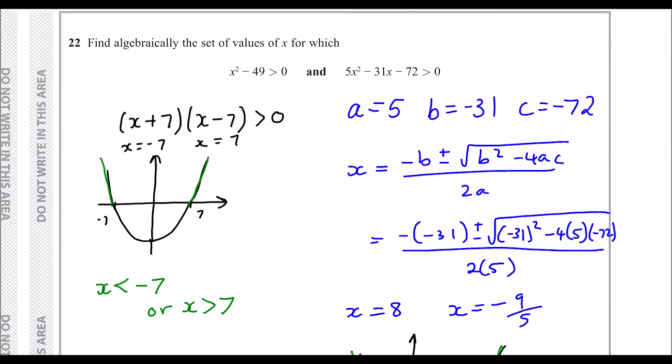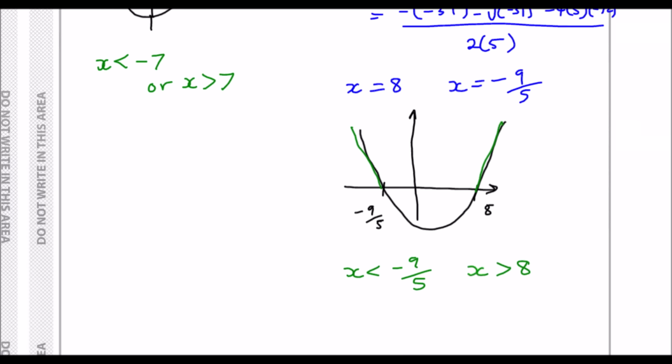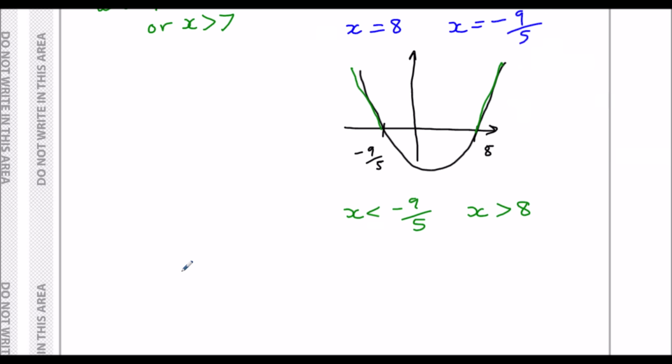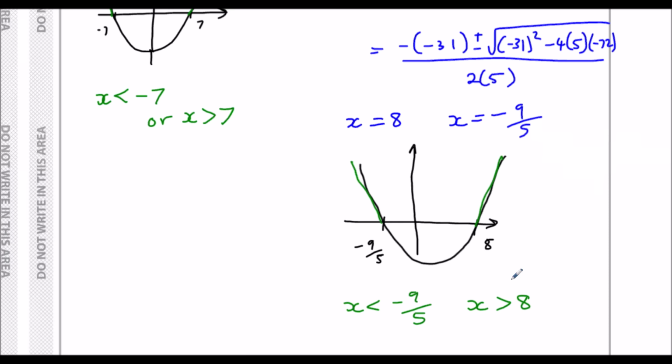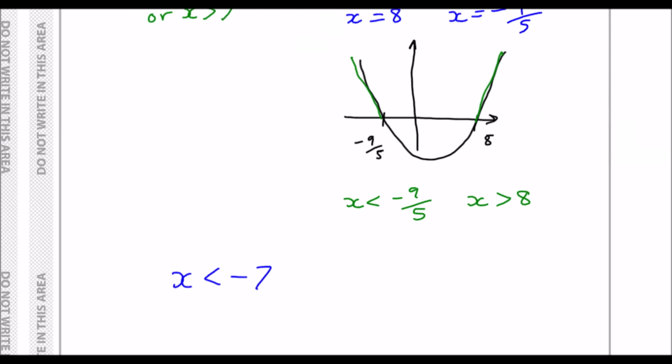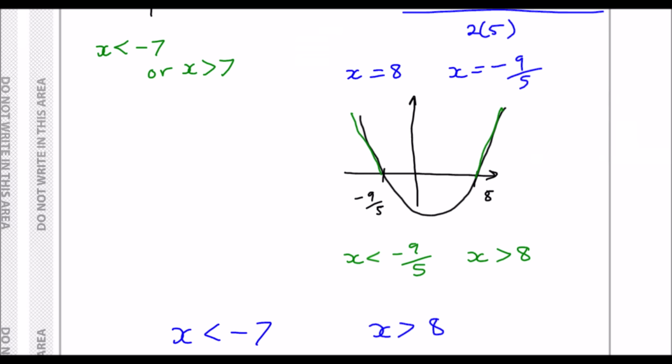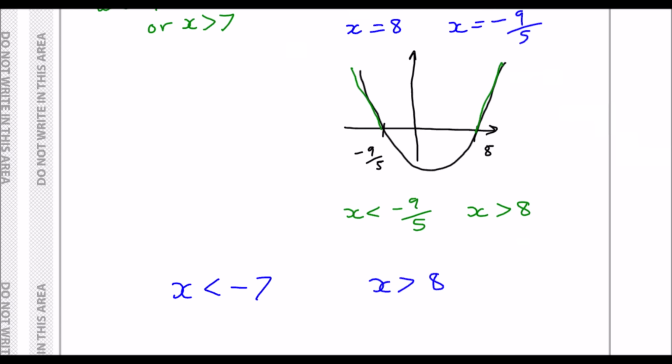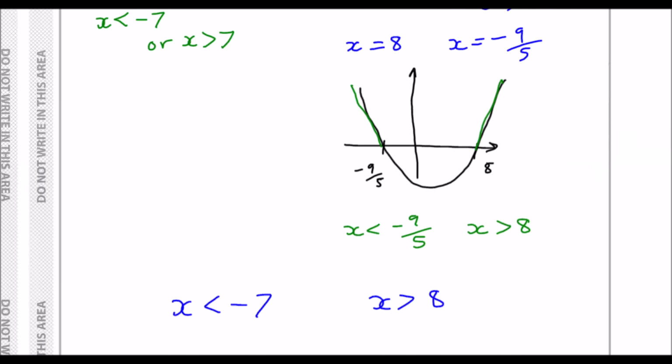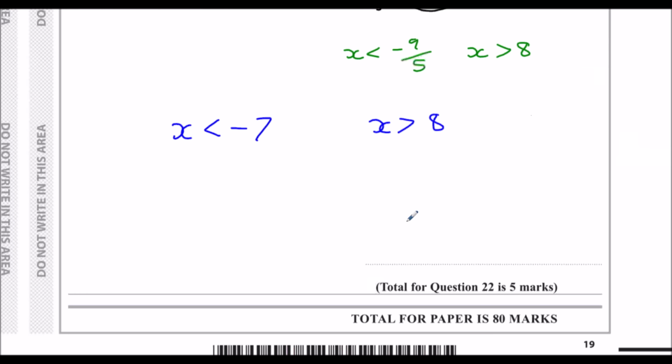So the question says, what's the set of values for x for which both of these are true? So for them both to be true, it's got to be less than minus 9/5, but also we can't have anything in between -7 and 7. So it must be less than -7, and bigger than 7 and bigger than 8. So for them to both be true, it's got to be bigger than 8. Both these graphs are above the x-axis when x is less than -7 and when x is bigger than 8. That works for both of them. So it's x is less than -7 or x is bigger than 8.